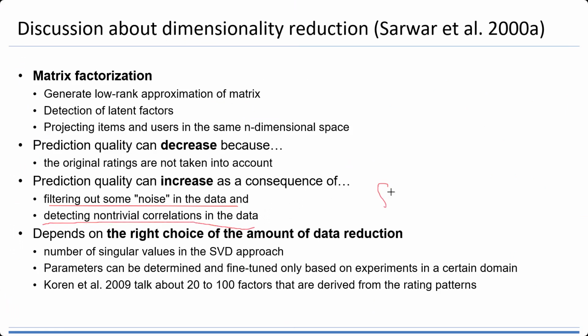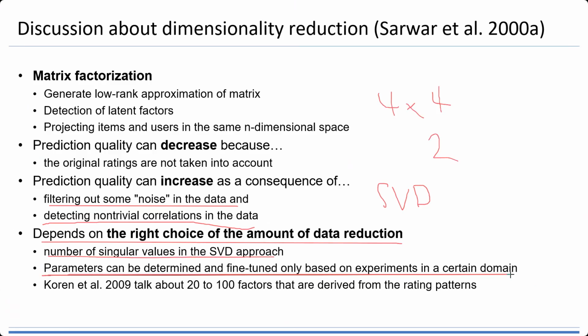Using the SVD, actually, it is the singular value that lets us know the correlation. So it depends on the right choice of the amount of data reduction. We need to select the number of singular values in the SVD approach. The singular value that I showed you before, we have 4 multiplied by 4, but we select only 2 among 4. Parameters can be determined and fine-tuned only based on experiments in a certain domain.